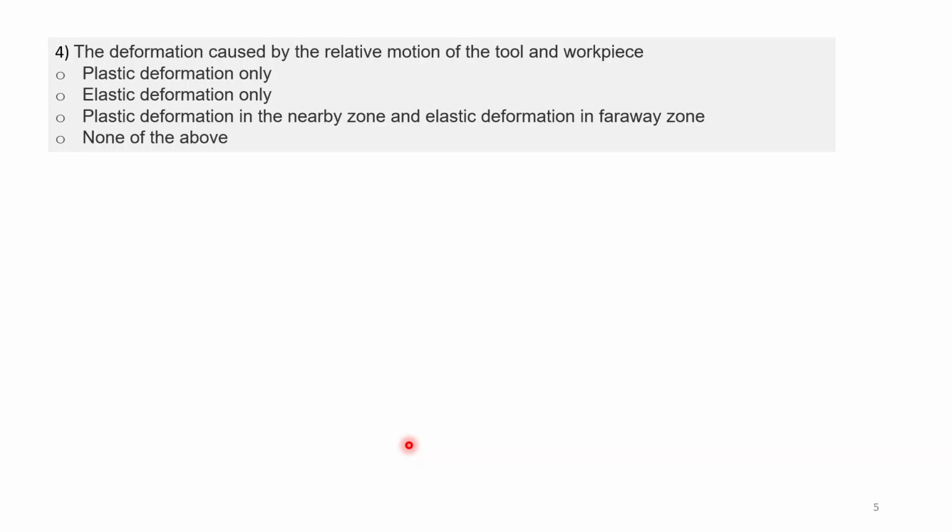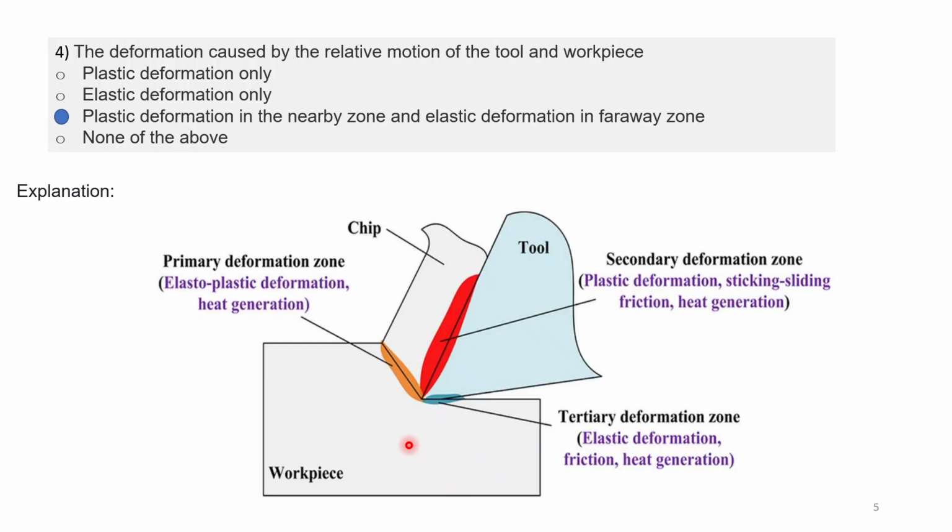So in case of cutting, you can picture how the cutting operation will take place. Near the tool, you will have a zone with primarily plastic deformation, while as you move far away from the tool, you will have elastic deformation. So the third will be the correct option, and the explanation can be seen in this image.